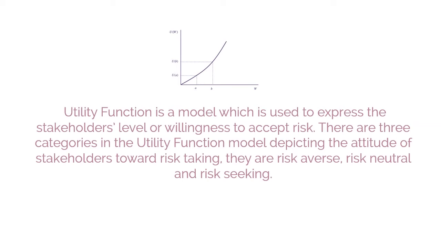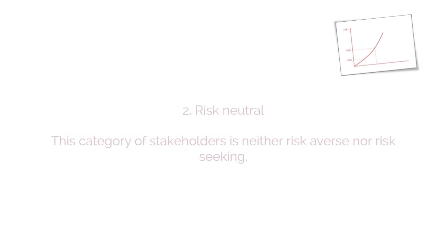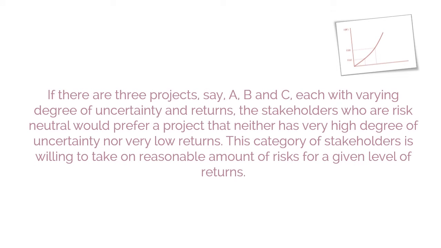Utility function is a model which is used to express the stakeholders' level or willingness to accept risk. There are three categories in the utility function model depicting the attitude of stakeholders toward risk-taking. They are risk-averse, risk-neutral, and risk-seeking. Now, let us define each. Risk-averse. This category of stakeholders is generally unwilling to accept any amount of risk irrespective of the anticipated benefit. All identified risks must be remedied for an initiative to begin and continue.